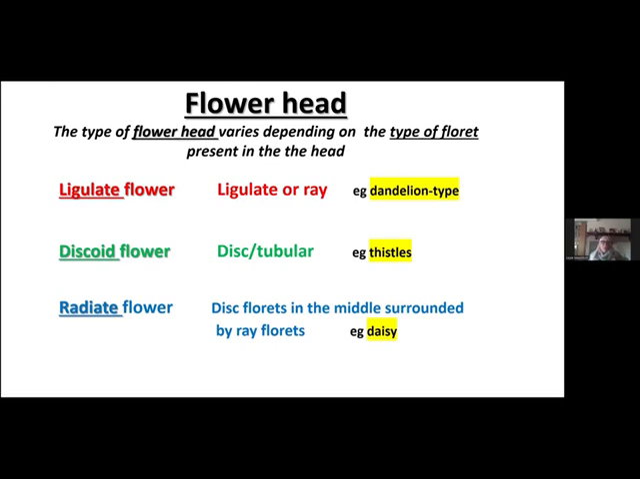Okay, now because of this, we get different types of flower head. We get the ligulate flower head or the ray flower head, like the dandelion, where they're all ligulate flowers. You get the discoid flowers, where they're all tubular or disc-like thistles. And then the radiate flowers have got disc florets in the middle, surrounded by various versions of ray florets. So it's quite a lot of variation within the family. And even within those, especially with the radiate flowers, there's quite a lot of variation in what type of floret is present in terms of the gender, whether they're male or female or both, and so on.